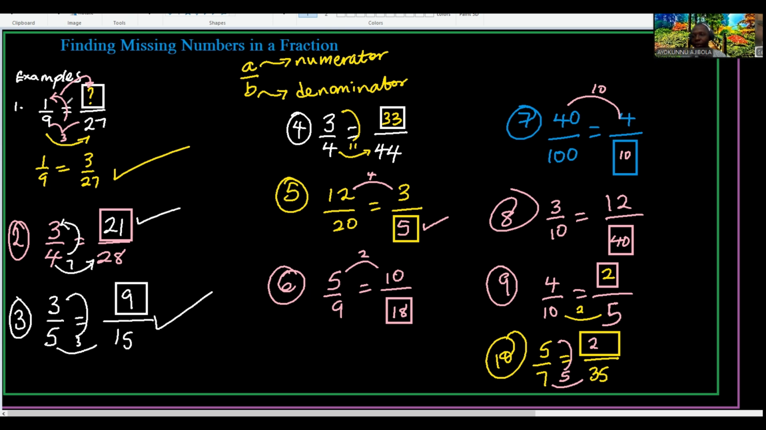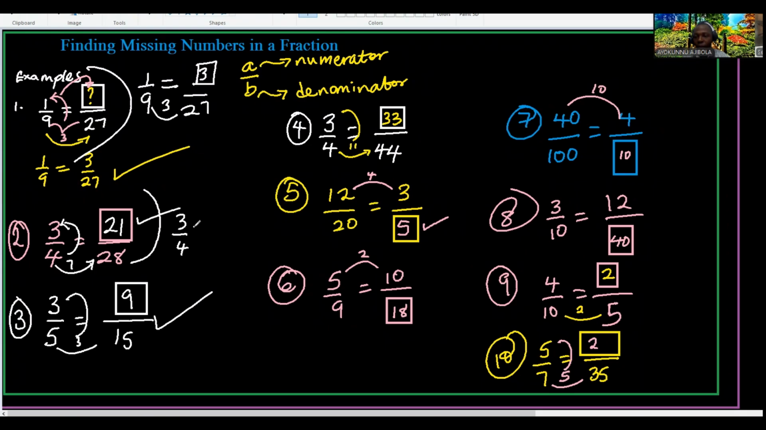Okay, good. So if you have 1 over 9, like this example, equal to something over 27, you're going to say 9 times what gives me 27? That's 3, okay? Then 3 times 1 gives me 3. Is that clear? Yes. Okay.